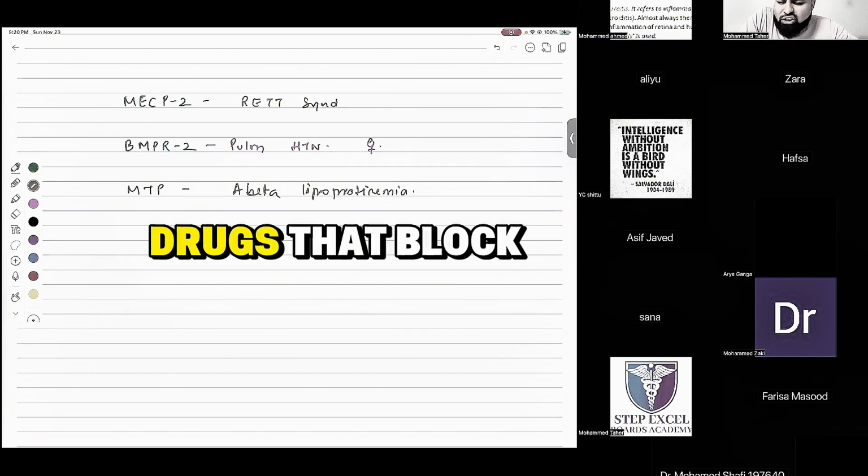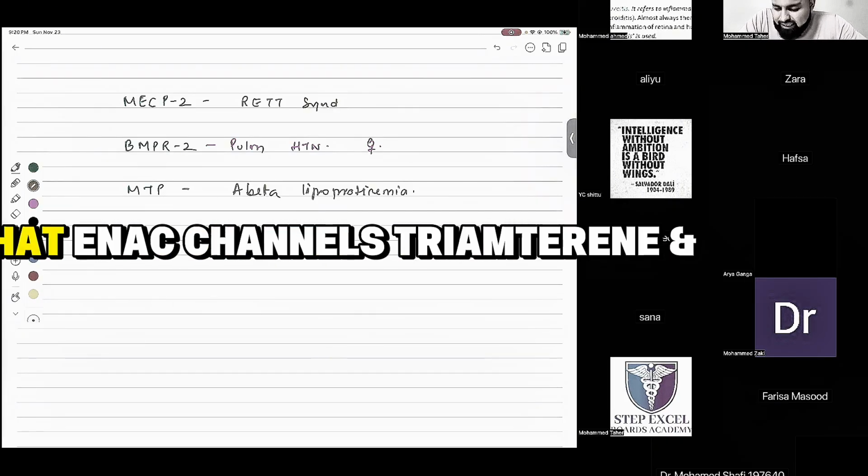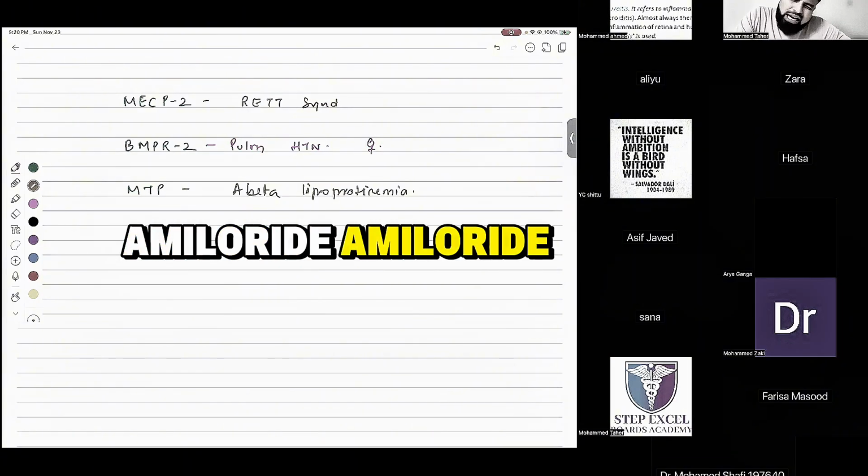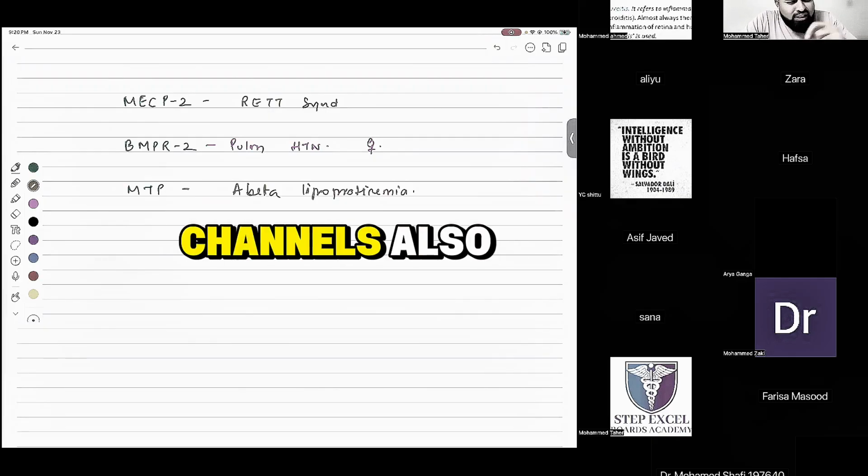What are the drugs that block the ENaC channels? Triamterene and amiloride. That's why the drug that can be given in patients with Liddle syndrome is amiloride. Which other drug also blocks ENaC channels?